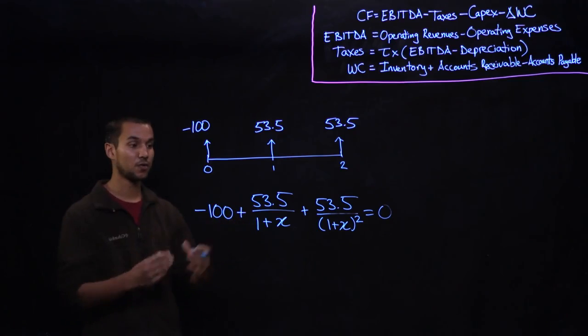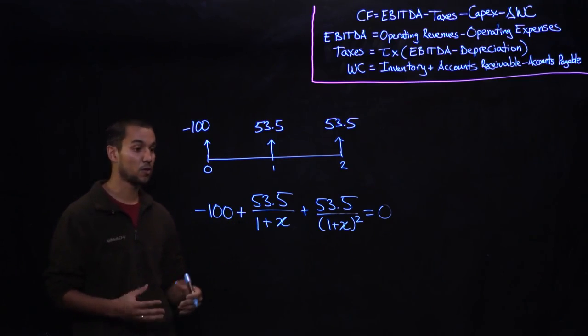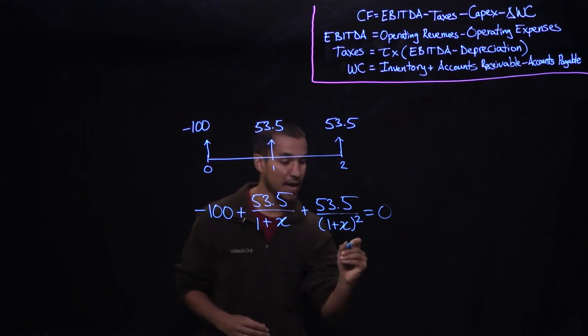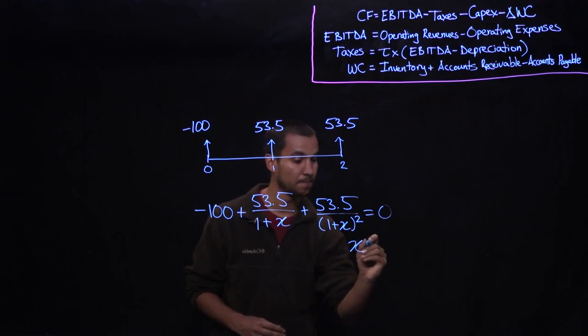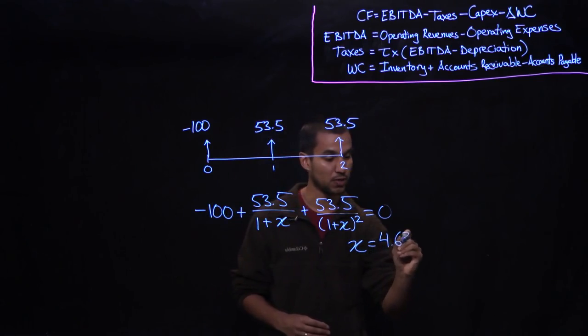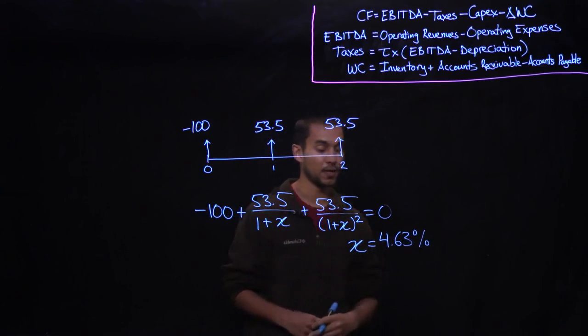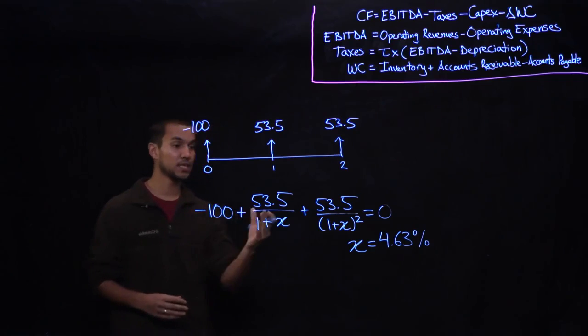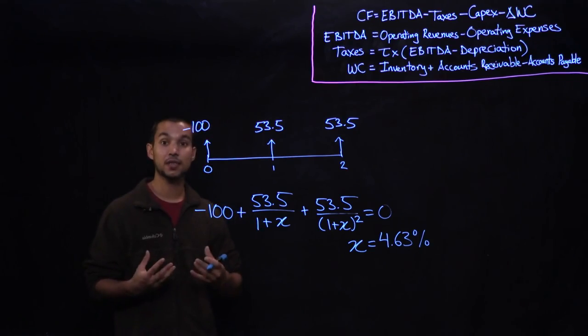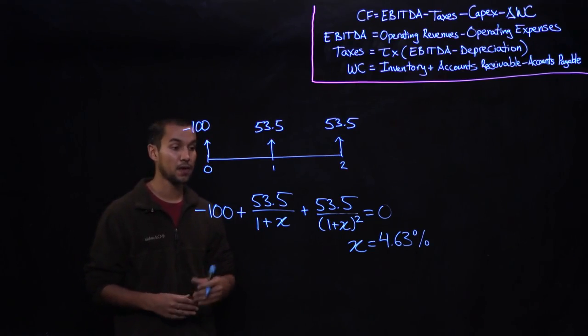We can plug this equation into a numerical solver, or we can solve the second order polynomial. If we do that, we find that x, the internal rate of return, is equal to 4.63% per year. We see in this case, the internal rate of return is less than the cost of capital of this company, which is 6% per year.